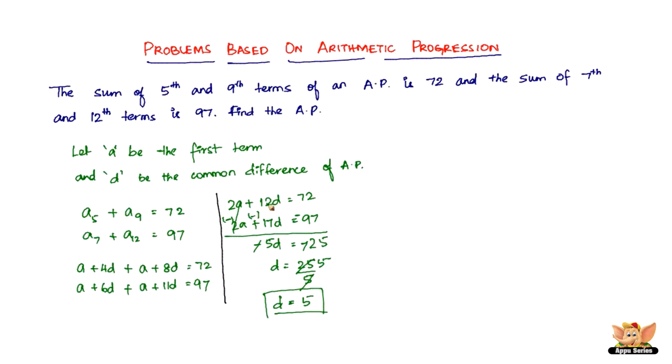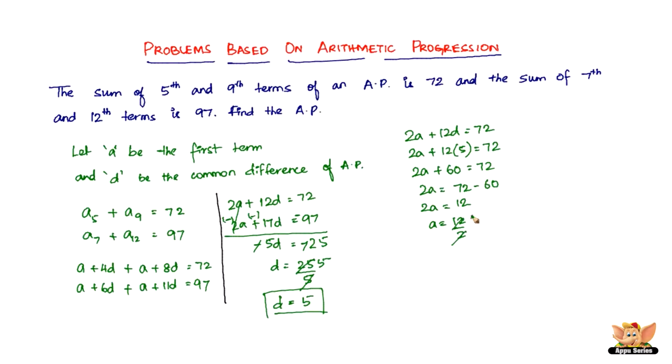Now we just have to find A. So let's use this equation: 2A plus 12D equals 72. 2A plus 12 times 5, because D is 5, equals 72. So 2A plus 60 equals 72, or 2A equals 72 minus 60, or 2A equals 12, or A equals 12 by 2, which is 6. So A equals 6. So now that you've found A and D, you can easily write the AP.